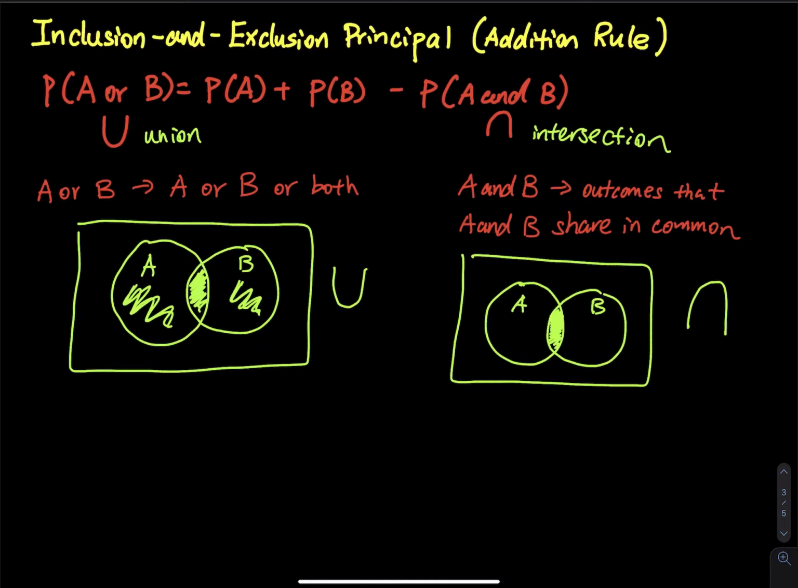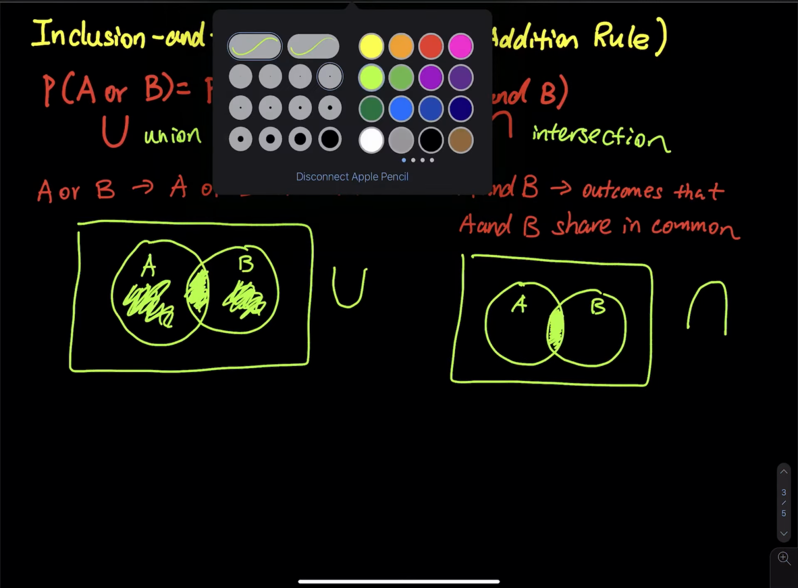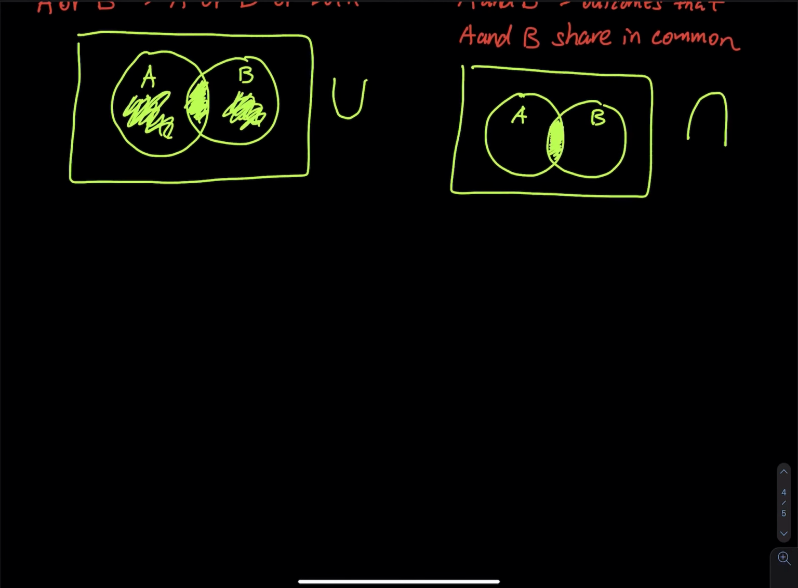Now, let me explain this. Why do we need to subtract A and B? If you look at the first Venn diagram, you have A plus B and the intersection. You have this A, you have this B, you also need the intersection. But if you look at the inclusion and exclusion principle, which has another name, the addition rule, you see there is a minus the probability of A and B. Why? So here is why. Let me draw a picture really quick. I am going to draw a Venn diagram to explain this.